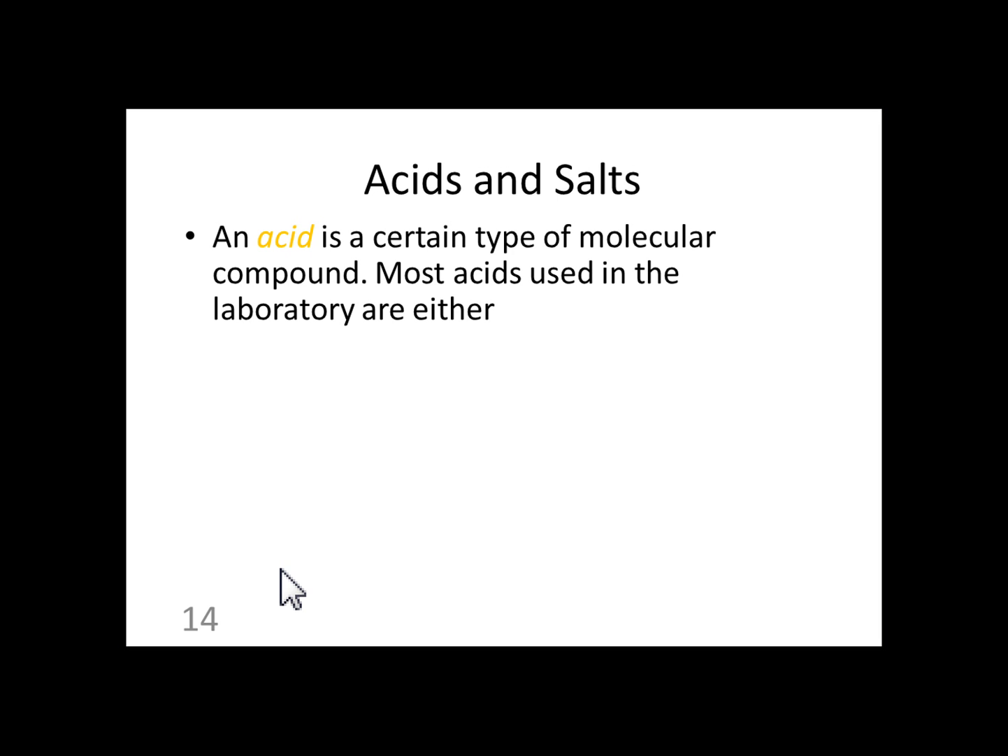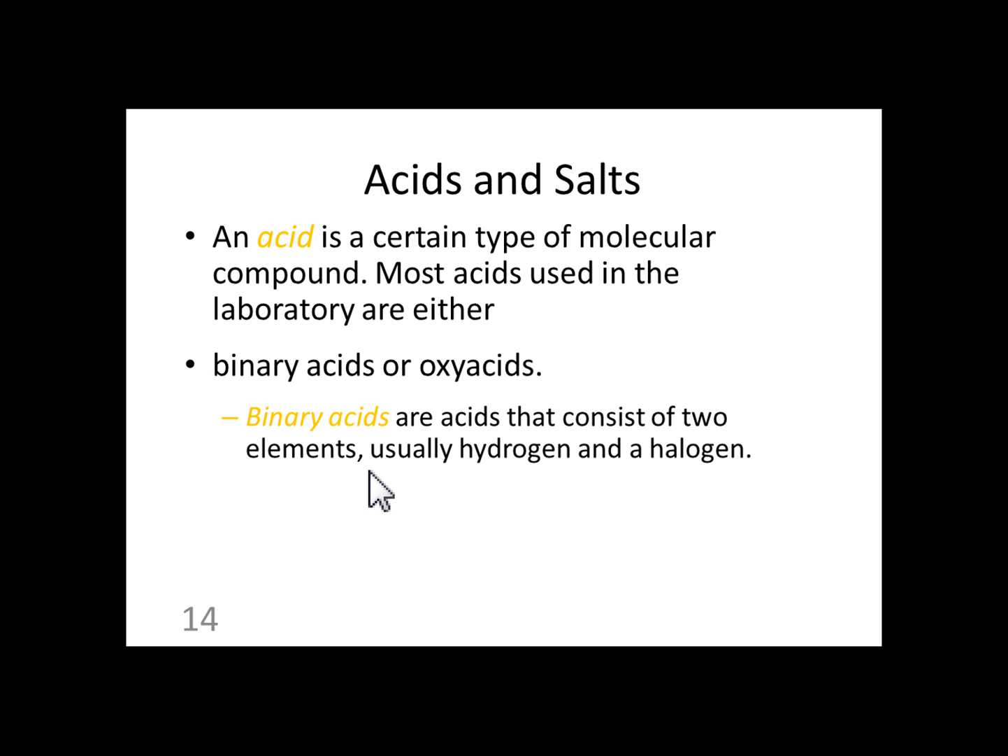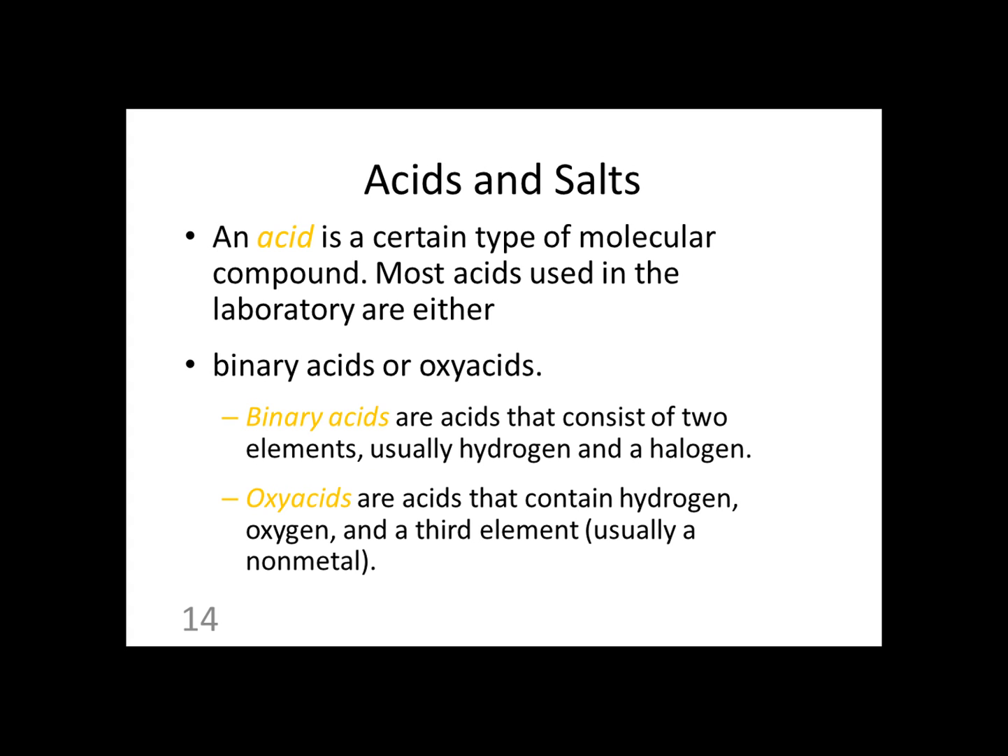All right. Acid is a certain type of molecular compound. We'll talk more specifically about that later. Most acids that are used in the laboratory are either binary acids or oxyacids. Binary acids contain only two elements, and they're usually hydrogen and a halogen. And oxyacids contain hydrogen, oxygen, and a third element, usually a nonmetal.